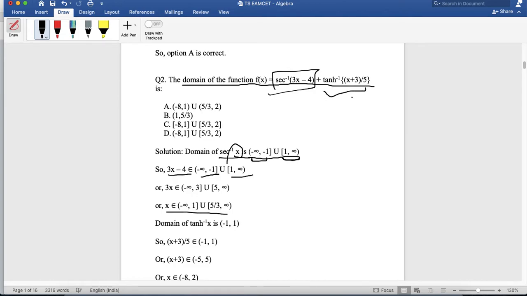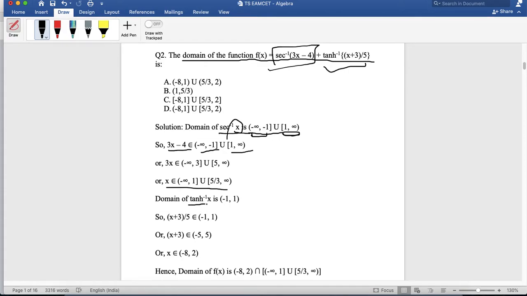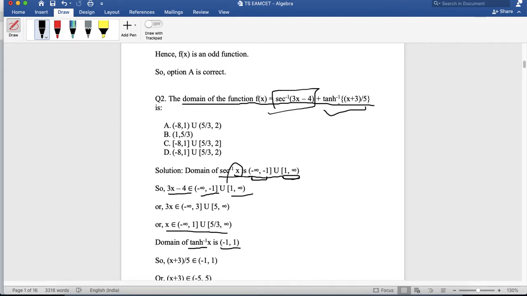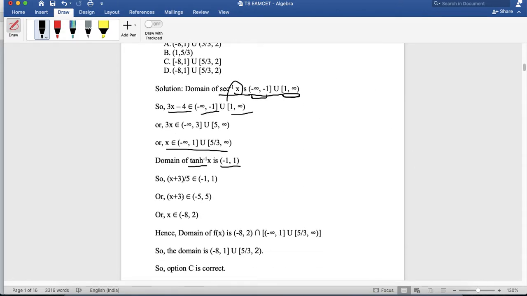Now I have this as well. Tangent hyperbolic inverse function. The domain of tangent hyperbolic inverse function is also known to us: minus 1 to 1. Both values are excluded. That's why I've used a simple bracket over here. So (x plus 3) by 5 belongs to minus 1 to 1. I just replace x by (x plus 3) by 5 to find out the domain of this function. First I will have to multiply by 5. Minus 1 becomes minus 5, 1 becomes 5. Now I will have to subtract 3 on both sides. So x will become minus 5 minus 3, which is minus 8, and 5 minus 3 becomes 2. So minus 8 to 2.